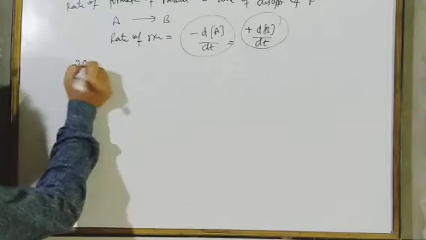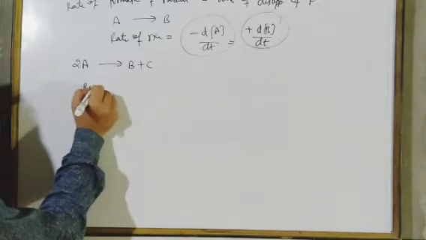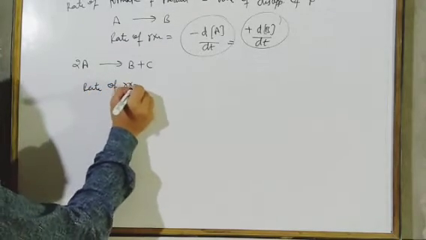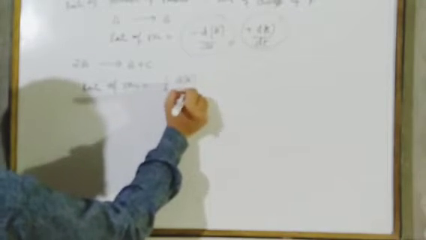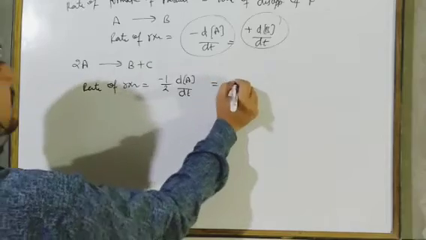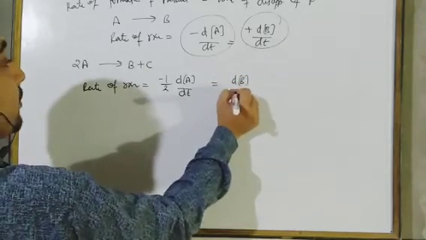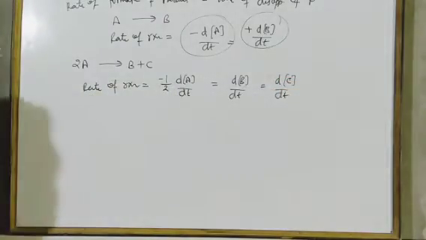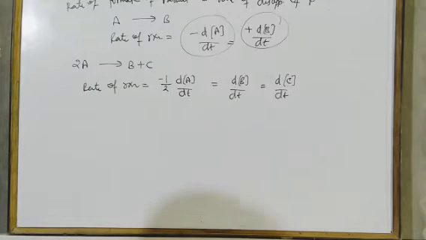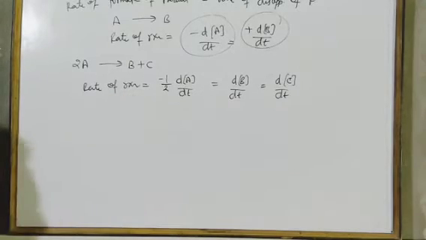Similarly, for this reaction 2A converting to B plus C, the rate of reaction will equal 1 by 2 d[A] over dt with a negative sign, which is equal to the rate of formation of B and the rate of formation of C. Clear? Here 1 by 2 means you saw that the concentration of A, the reactant, is twice. That's why we need only one concentration of A, so we have to divide by 2.